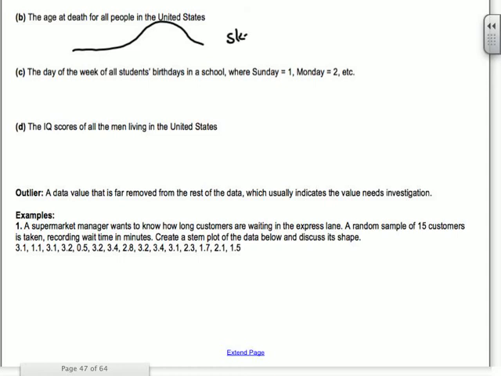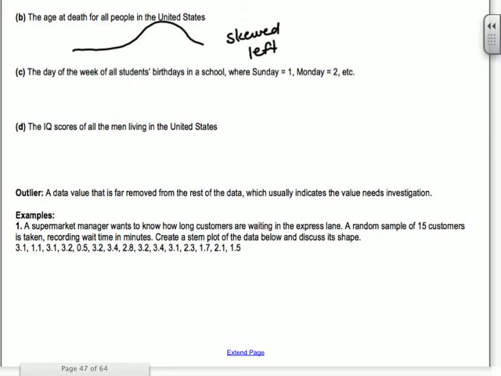The day of the week of all students' birthdays in a school, where Sunday is 1, Monday is 2. So let's try that. How many of you were born on a Sunday? Do you guys even know? Okay, never mind. Maybe we'll look that up later. Let's see what day you were born. Have you ever heard the little rhyme?